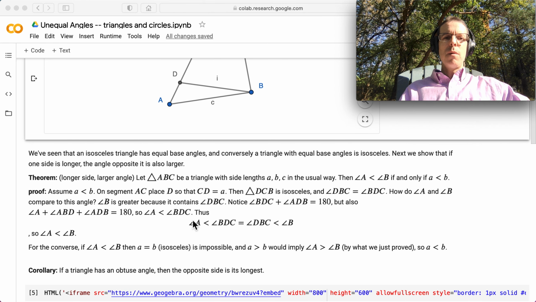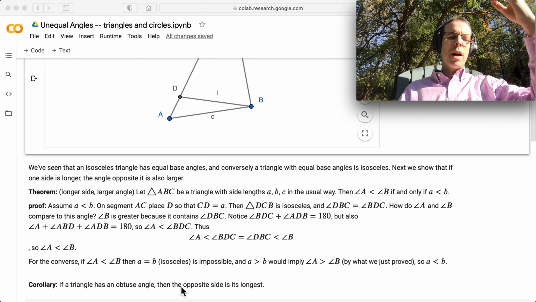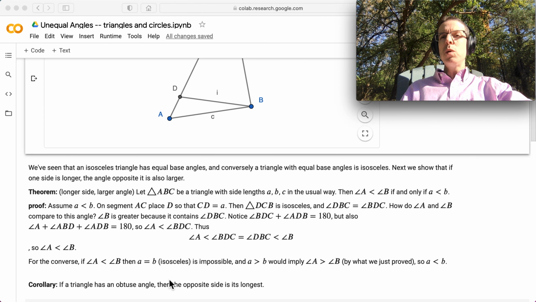I encourage you to pause, and you can see how this is written up formally here. It follows from this that if we have a triangle and it has an obtuse angle that is greater than 90 degrees, then the side opposite that obtuse angle has to be the largest side of the triangle, because an obtuse angle is greater than any other angle in a triangle. A triangle cannot have two different angles both greater than 90 because it has to sum to 180. So if you have an obtuse angle, then that angle is greater than any other angle in the triangle. So the side opposite to that has to be the longest side of the triangle.